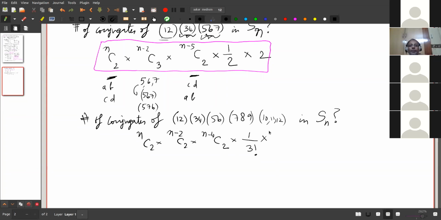And then N minus 6 combination 3. Then N minus 9.